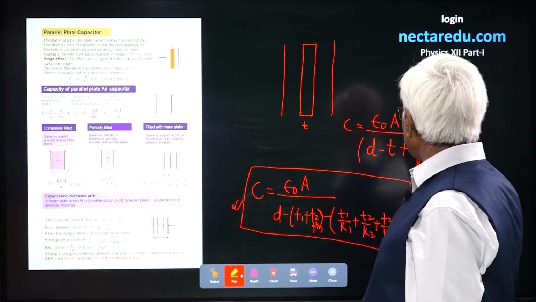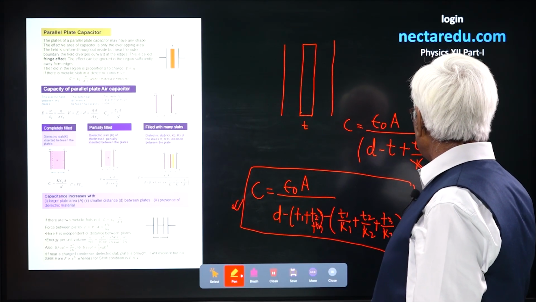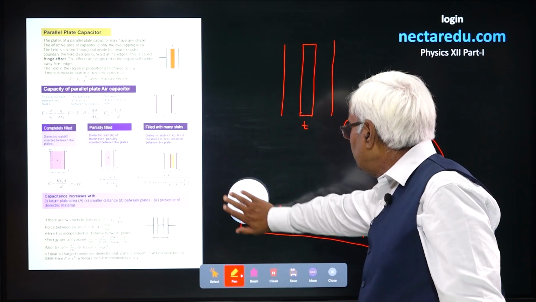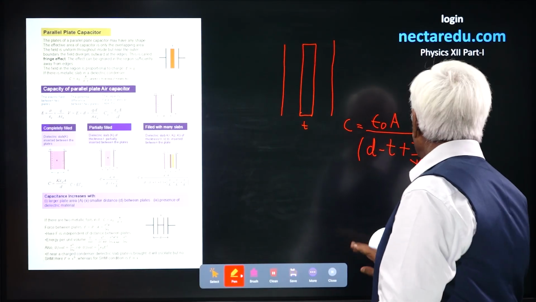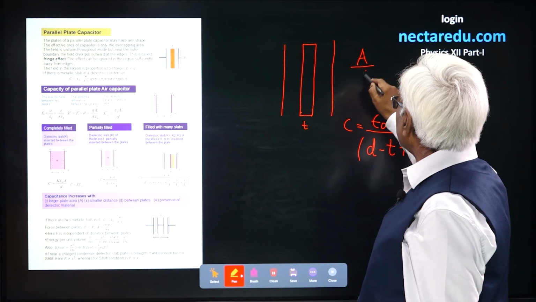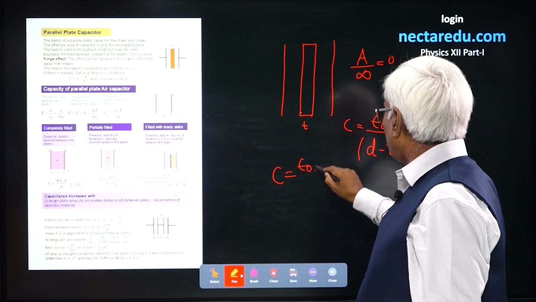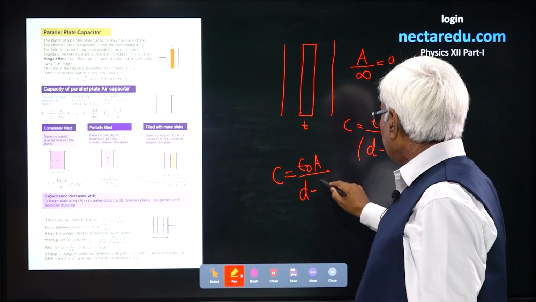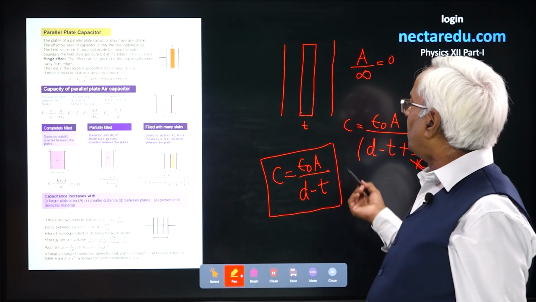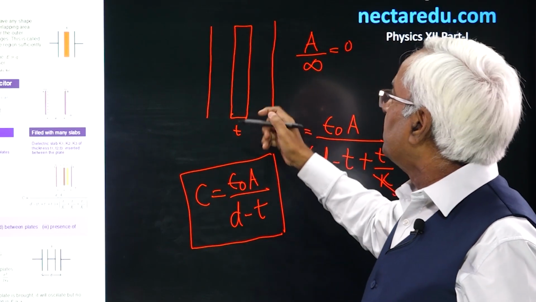This relation t by k here, you see, k is infinity for the metals. Then this will be 0. Anything upon infinity that becomes equal to 0. C is equal to epsilon naught A upon d minus t. This is the formula for metallic slab being introduced between the two plates.